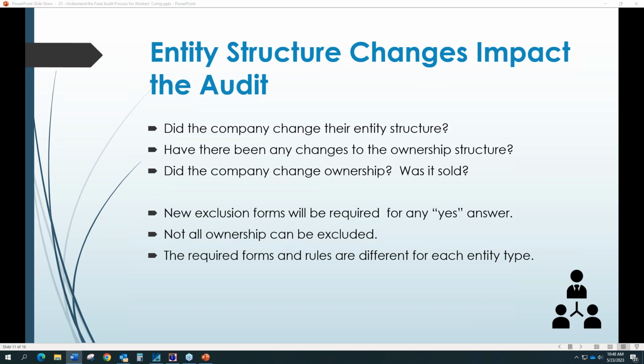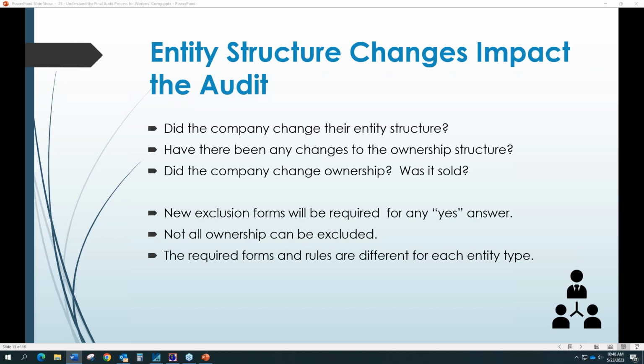There's one more change I want to discuss. I'm giving it its own slide, and that's entity structure changes. I process these weekly, and I come across a lot of issues, most of the time that being the entity or ownership change occurred months ago, sometimes even years ago, and our office is just being notified for the first time. So did the company change their structure?